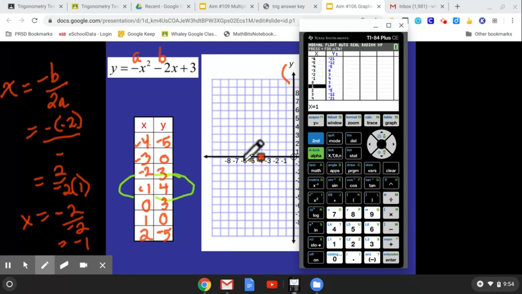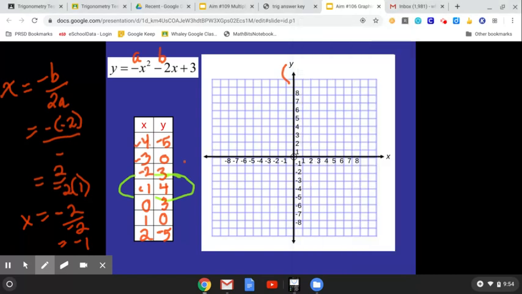Okay, now that I've stolen the values from the graphing calculator, I'm now just going to go ahead and graph those things. So -4, -5, -3, 0, -2, 3, -1, 4, 0, 3, 1, 0, and 2, -5. And now I have my points that I can connect and create that parabola. And there you have it.